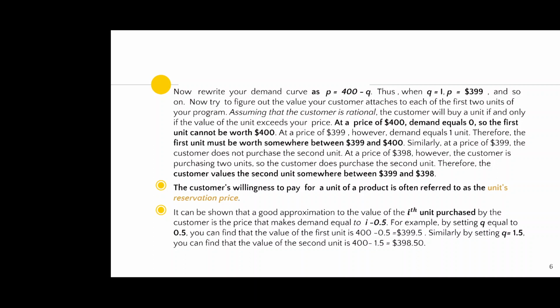So let's take a look at this curve a little bit more closely. P is equal to 400 minus Q. When Q is equal to 1, you want to purchase one unit, then the price will be equal to 400 minus 1, which is 399. So basically, the maximum price you are willing to pay for this unit is 399. Maximum. So what would be the minimum? If 399 is the maximum, is it the maximum or the minimum? 399 would be the maximum.